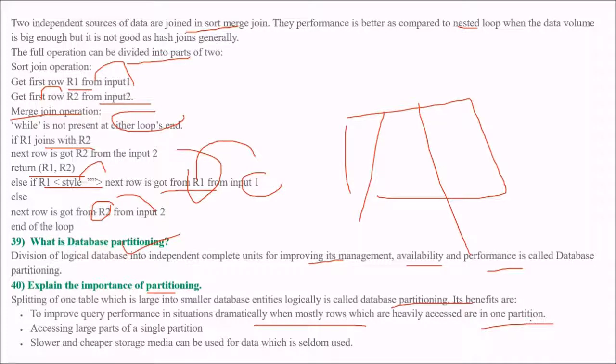So why use the other ones? There is only one partition you can use, and this will increase the performance. Also, when accessing large parts of a single partition, you need the partition. One more aspect is that slower and cheaper storage media can be used for data which is seldom used.